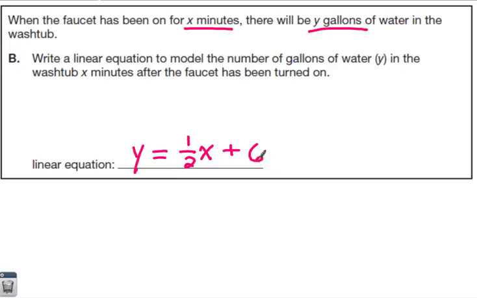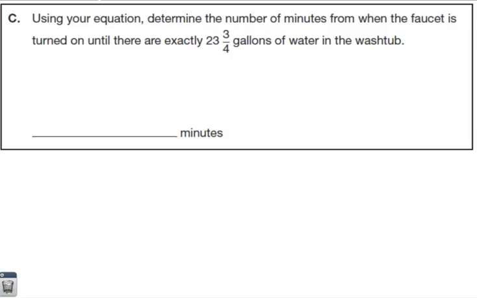And so, like I mentioned earlier, 1/2 ends up being your slope or your rate for your equation. And this 6 gallons that was already in there, the number of gallons at 0 minutes, that ends up being your y-intercept, technically, if you were to graph this. Part C.